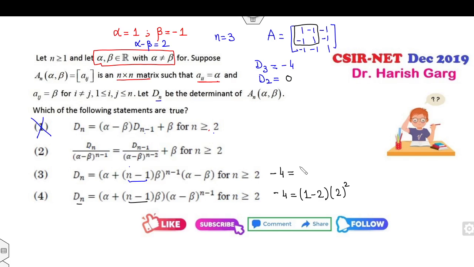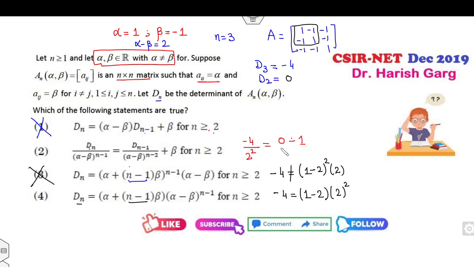Look at this one. Minus 4. Alpha is 1. This is minus 2 square. Alpha minus 1. So which is not equal. Look at the second case. This is minus 4. 2 raised to power 2, which is 0 plus beta. Beta will be, you can see it's a D3, it's a D2. D3 will be minus 4.